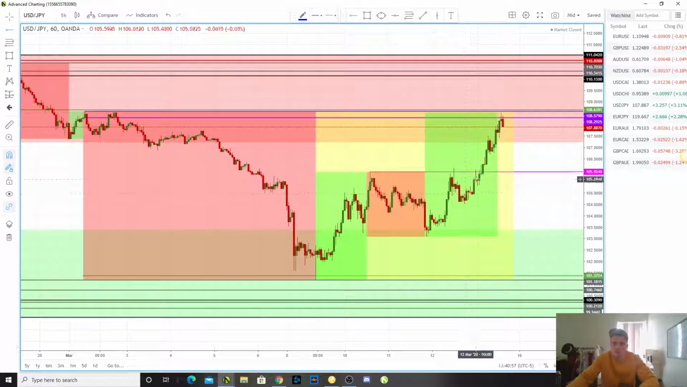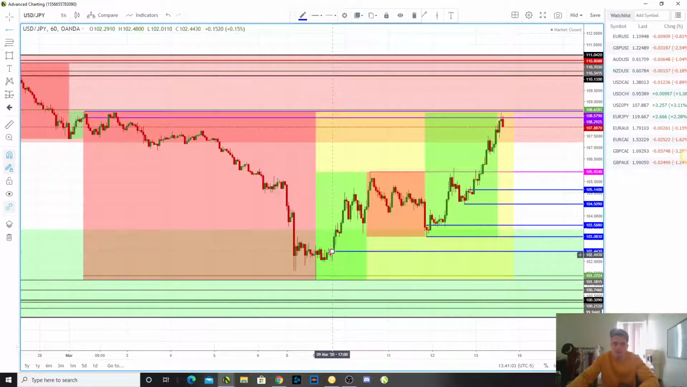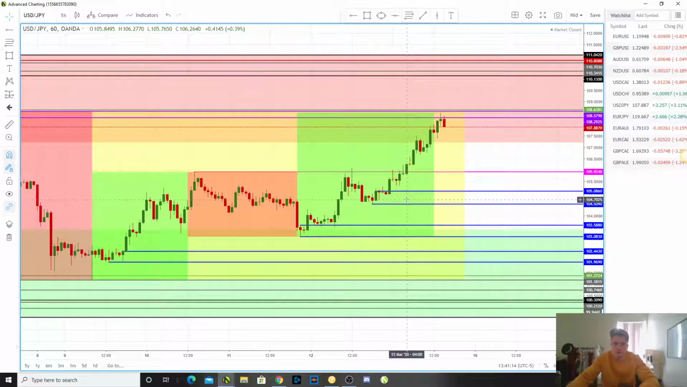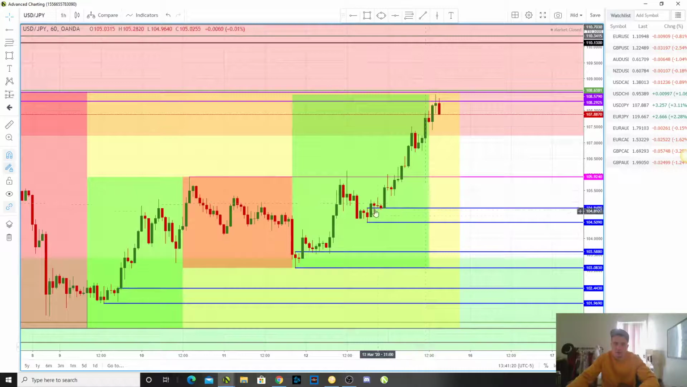So I'm going to mark these off. Just take that because that's like a level on level dealio. That and then that as well. So I might take these trades later and set those up. If I do, you'll see them in the trade log.